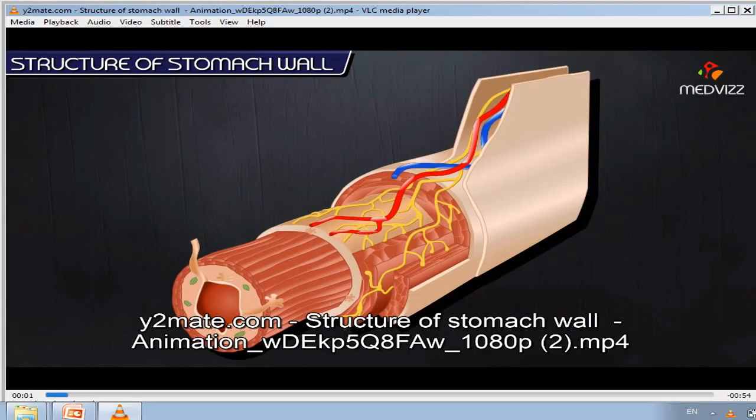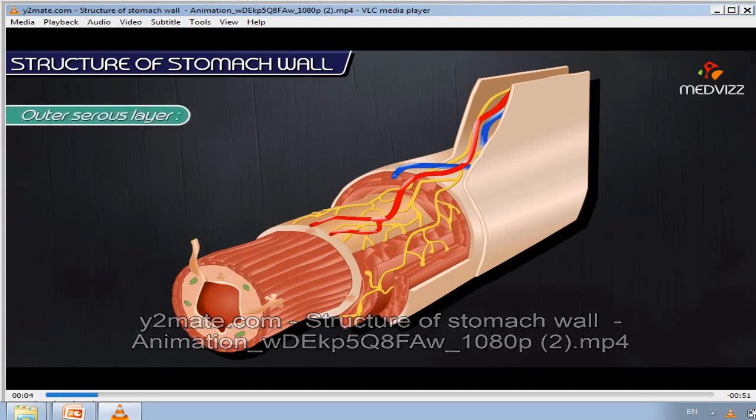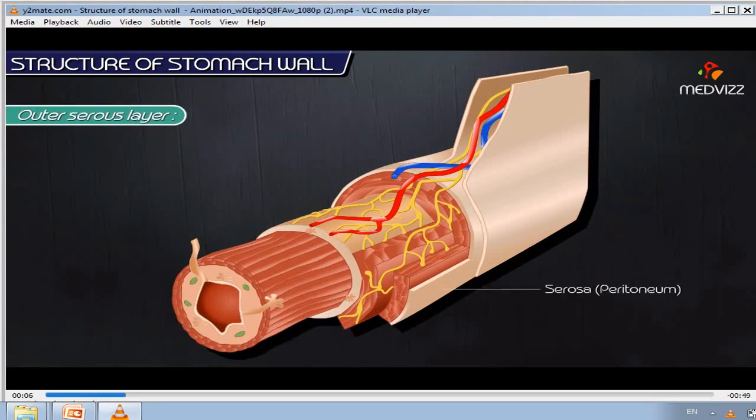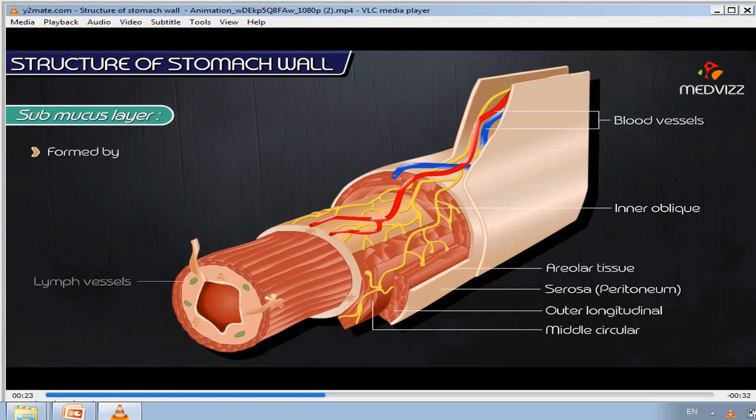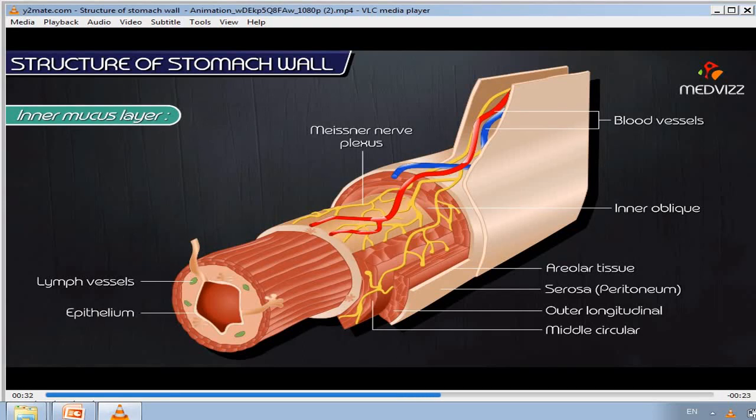Structure of the stomach wall. There are 4 layers. Outer serous layer is formed by the peritoneum. Muscular layer is made up of 3 layers of smooth muscle fibers, which are inner oblique, middle circular, and outer longitudinal layers. The submucous layer is formed by areolar tissue, blood vessels, lymph vessels, and the Meissner's nerve plexus. The inner mucous layer is formed by the mucus-secreting columnar epithelial cells. Gastric glands are situated here.